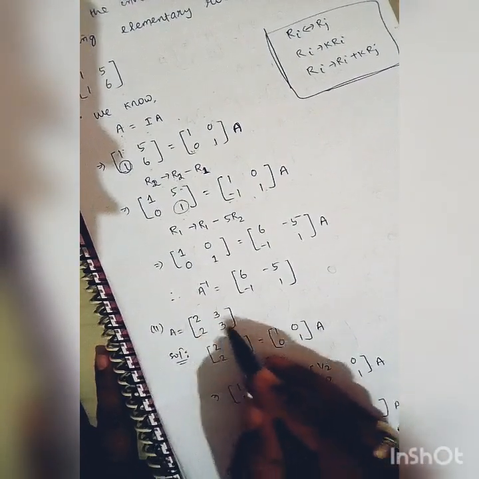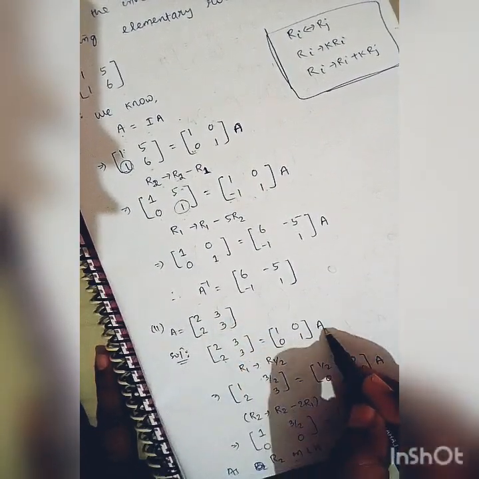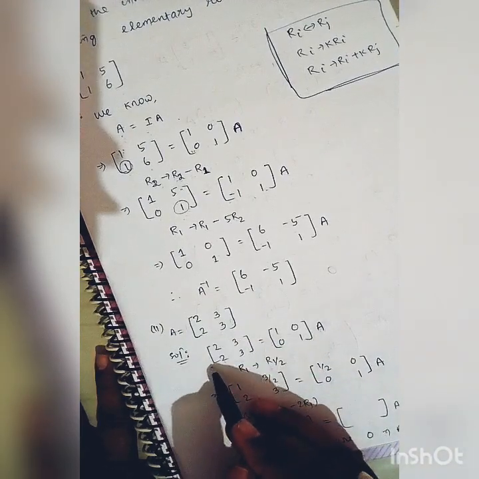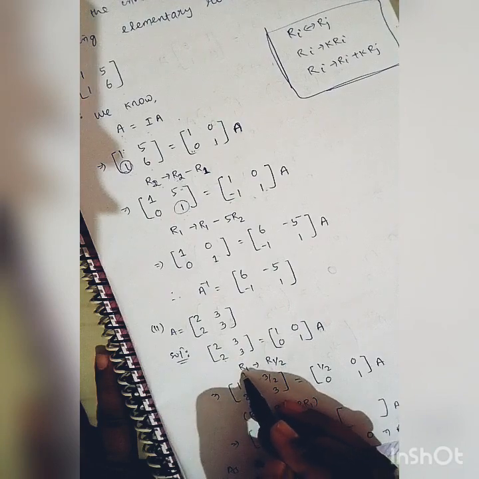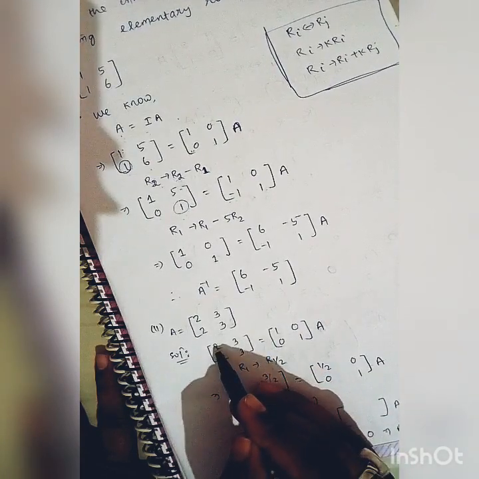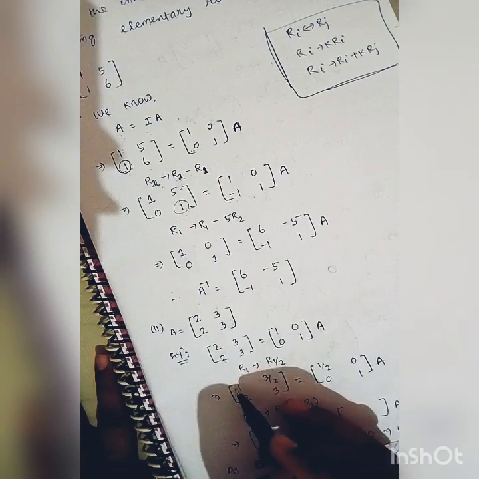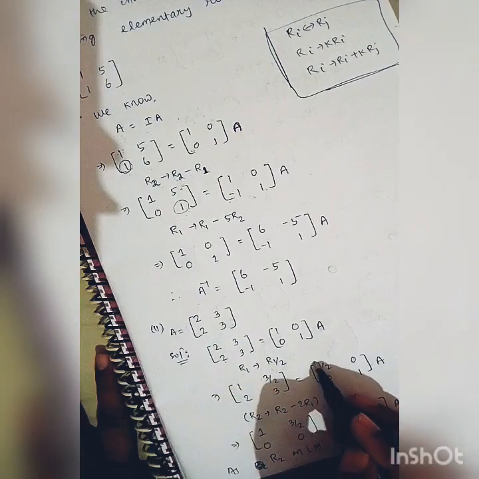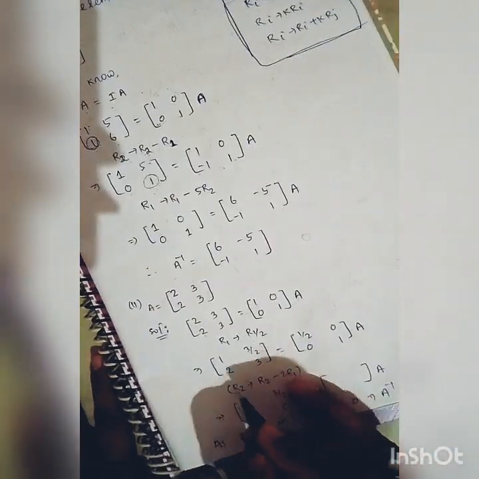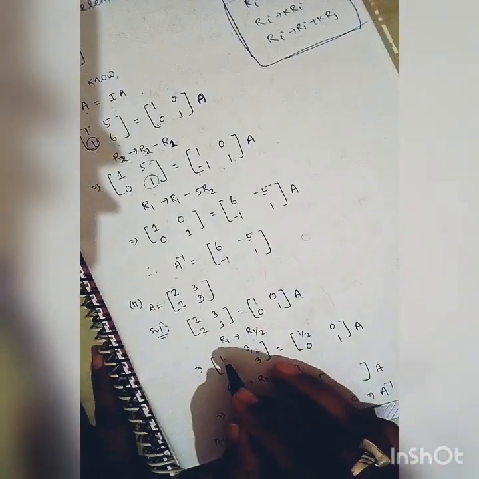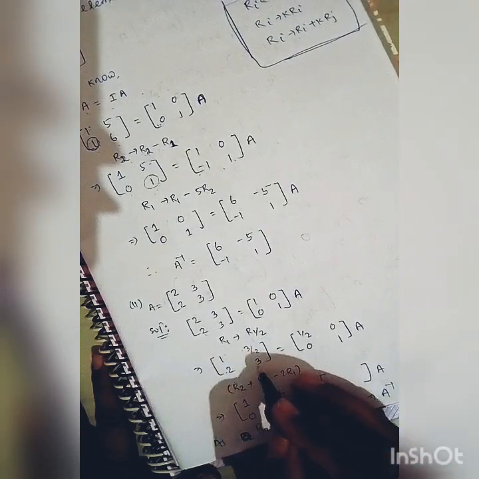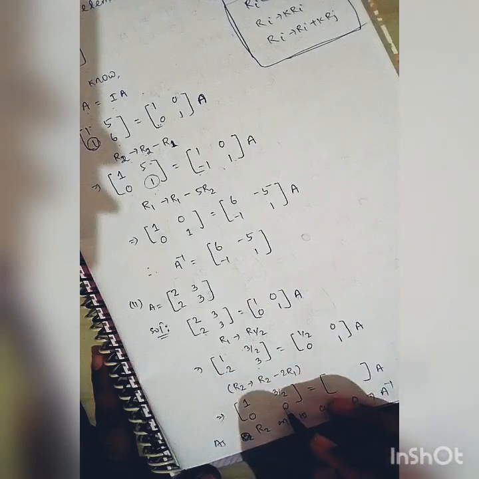Now write, if A is this, then we can write this equal to I into A. First we have to reduce this 2 to 1 by using the property row 1 is replaced by 1 by 2 row 1. If you multiply 1 by 2 on row 1, it is 1 by 2 into 2, it is 1, it is 3 by 2. Again the right hand side is 1 by 2, 0 by 2 is 0. Now we have to reduce this 2 to 0 using this one. Now row 2 is replaced by row 2 minus 2 row 1, that is 2 minus 2 is 0. Again 3 minus 2 into 3 by 2, again it is 0.